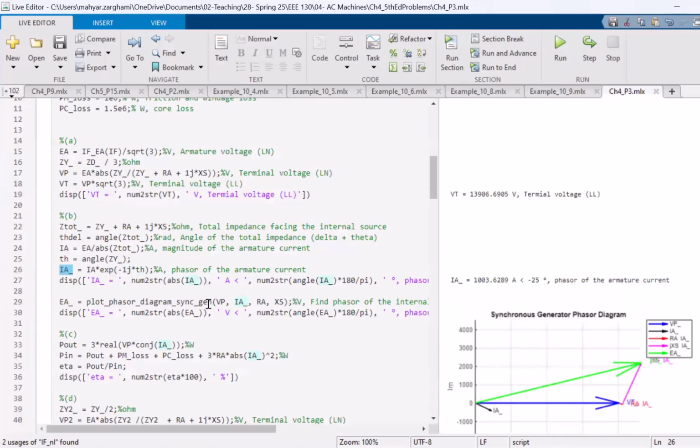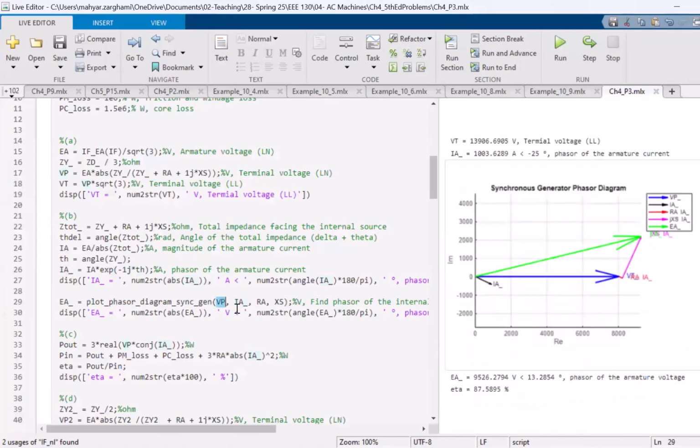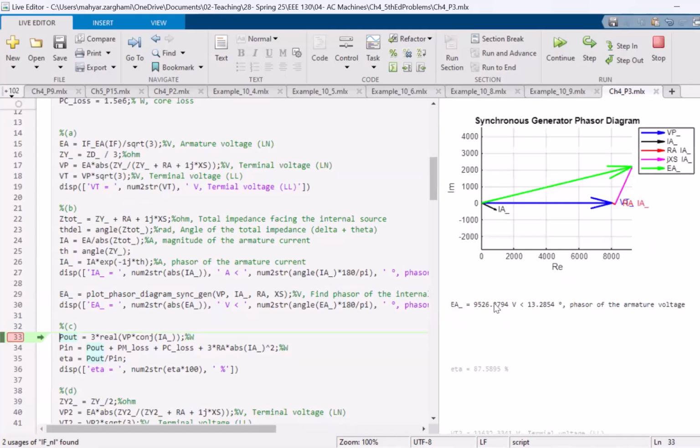And then the plot phasor, you have to give it the V phase, IA, RA, and XS, so that it gives you EA and plots that for you. So this is doing that. So EA would be found. This is V phase, this is RAIA, this is JXSIA, and this becomes EA. All of the legends are shown in here.